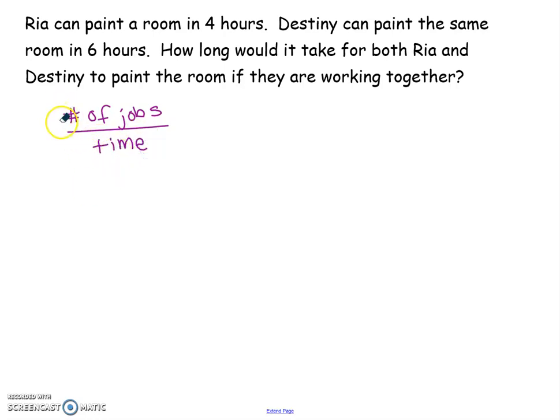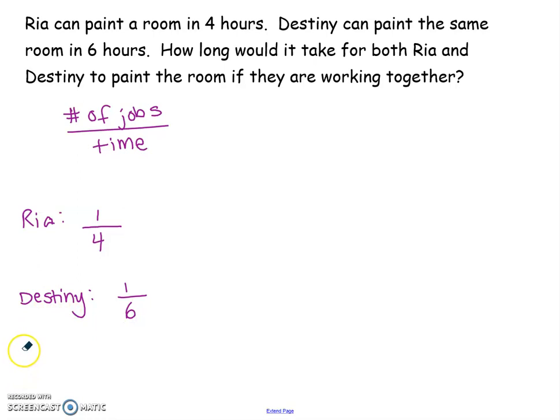So when we look at this problem, Ria can paint a room in 4 hours. So we want to rewrite Ria as a fraction. Ria can paint one room in 4 hours, so the number of jobs would be 1 and the time would be 4. Destiny can paint the same room in 6 hours. So Destiny, she can paint one room, so that's one job, in 6 hours, so over 6.